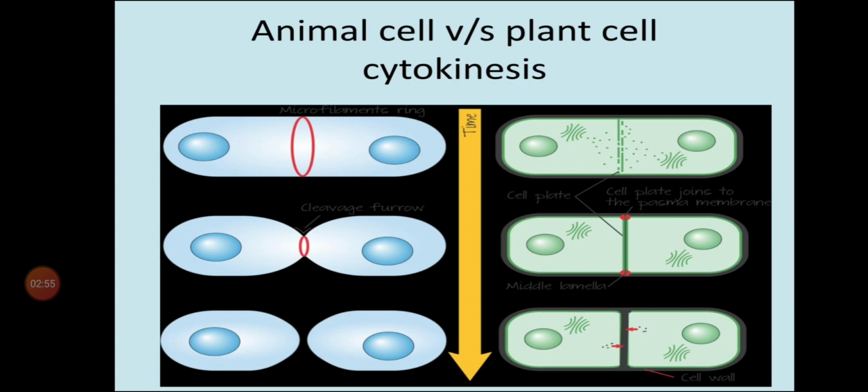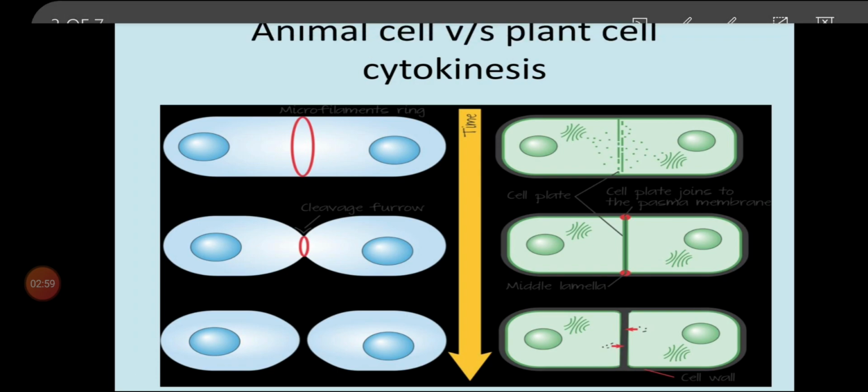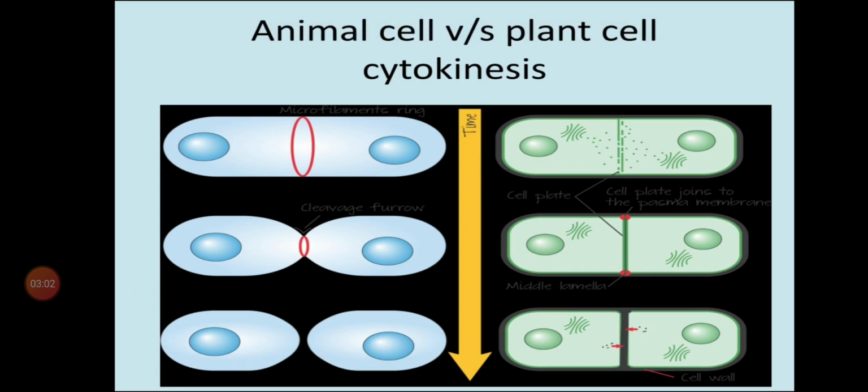In the animal cell, the furrow is getting deeper. You can see, this is the furrow. It deepens, and ultimately the cell layer gets divided into two. We are getting two daughter cells. And here we cannot see any furrow. Instead of a furrow, there is a cell plate, and that cell plate divides the cell into two parts.